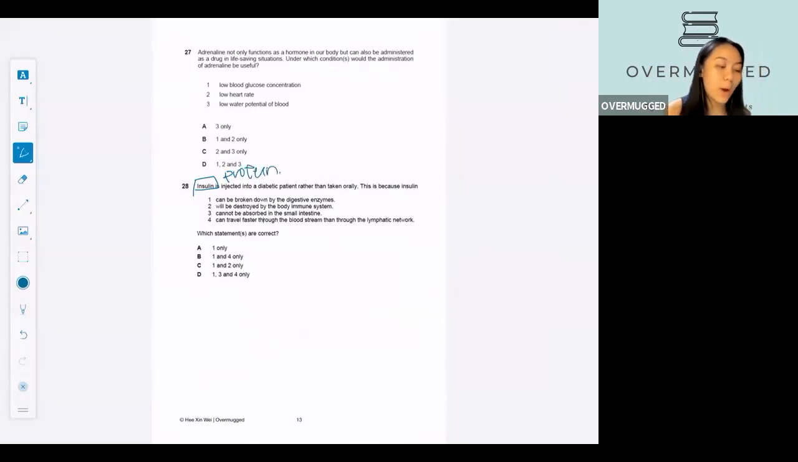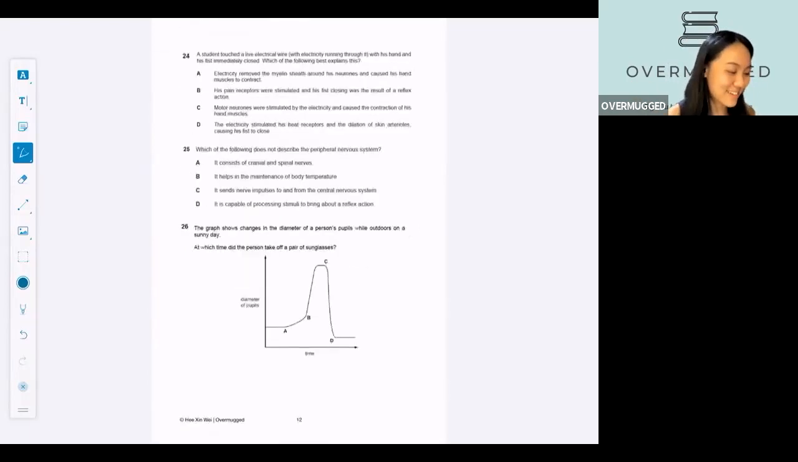Okay, so why do diabetic patients, especially those that inject, which means your type 1 diabetes patients, not take oral insulin? They inject directly into their abdomen because protein will be digested. Yes, so it is A. Please tell me if my answer is different from yours, because sometimes humans make mistakes.